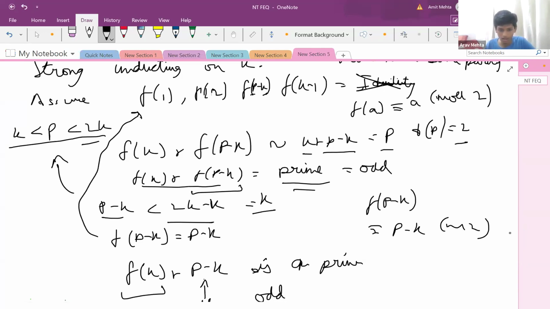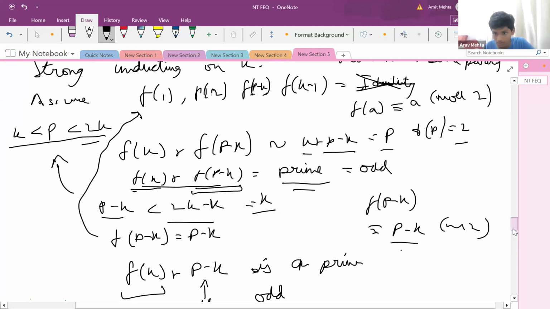Then prime minus some odd, minus p minus k, will be the opposite parity of p minus k. If p minus k is odd, then it will be even. So if p minus k is odd, then f of k has to be even, because f of p minus k will be odd, and then we'll be done. I think this part is clear.